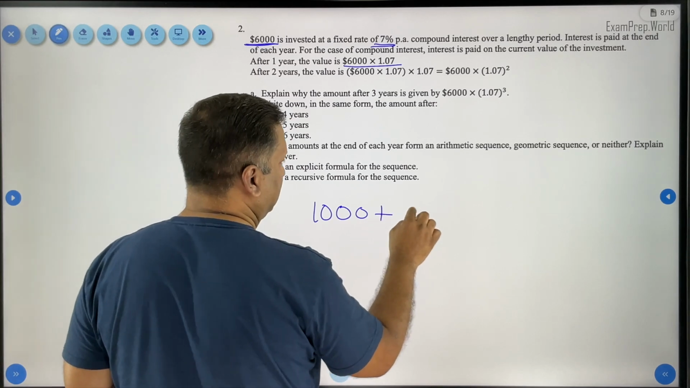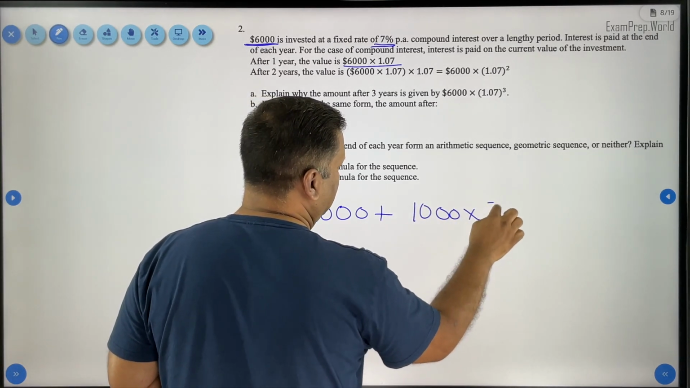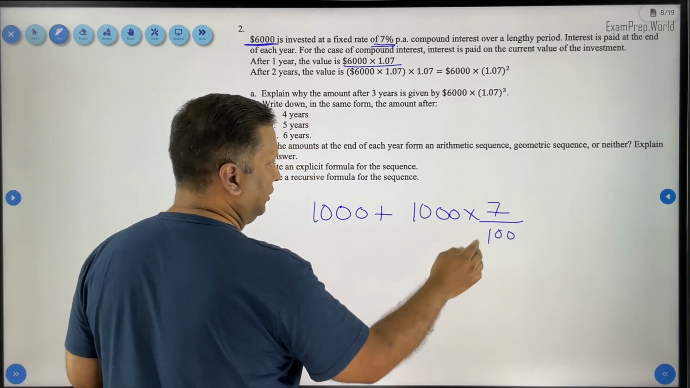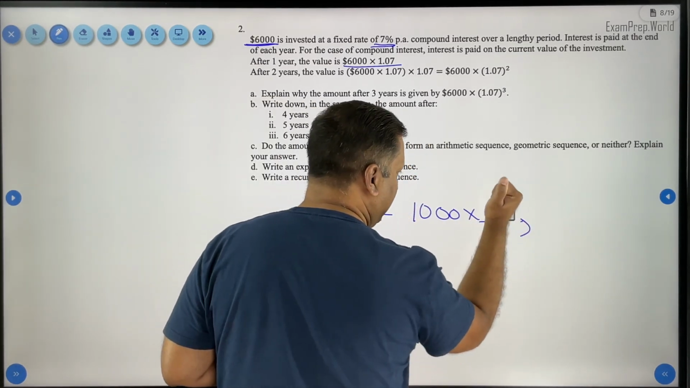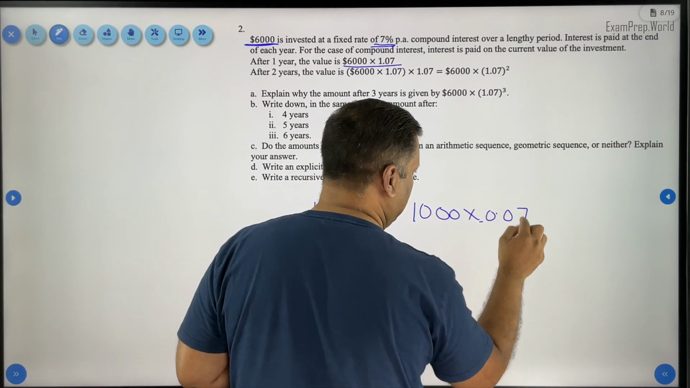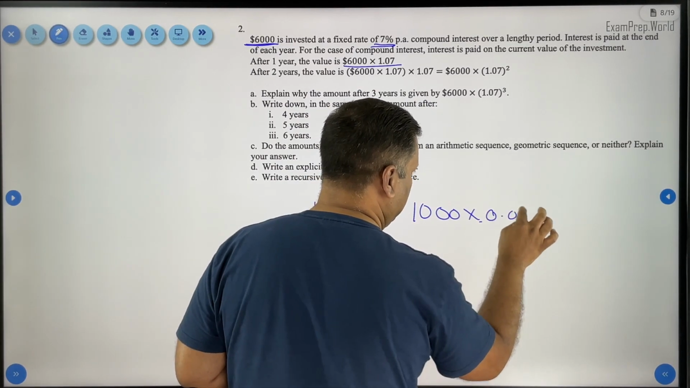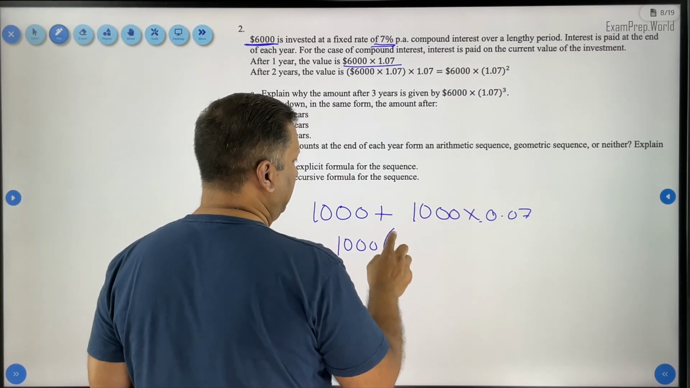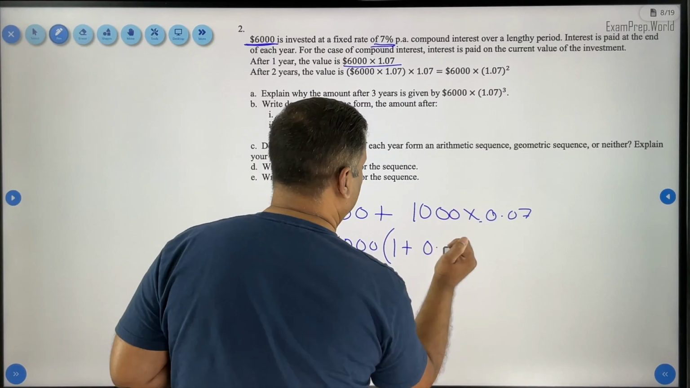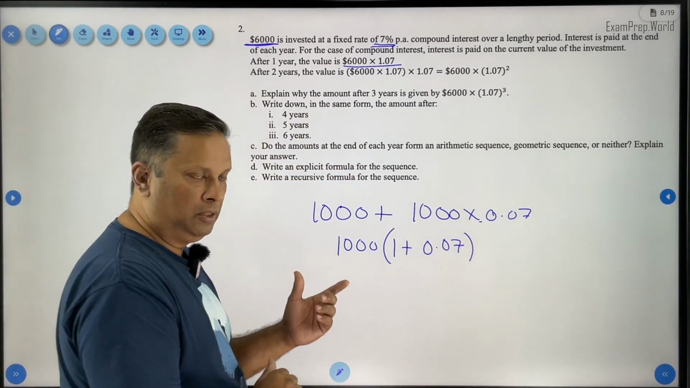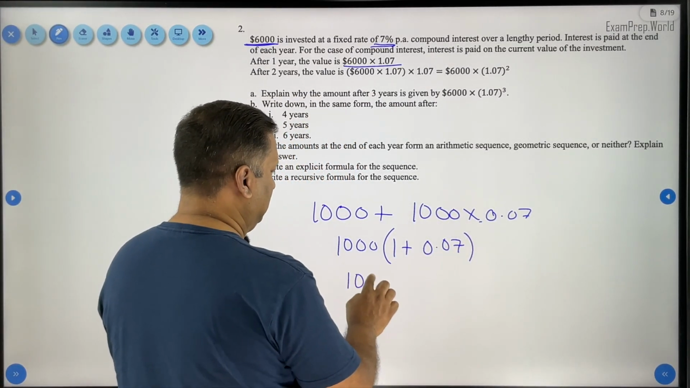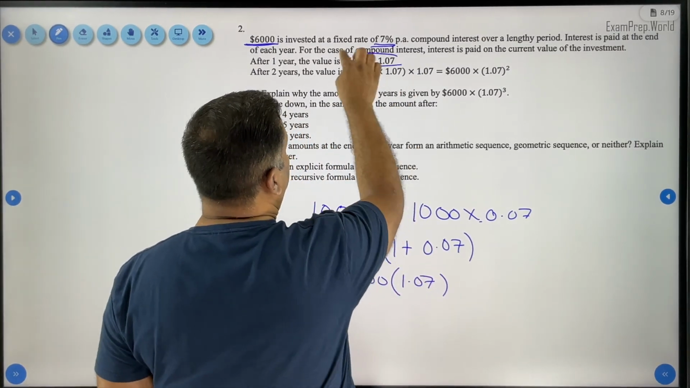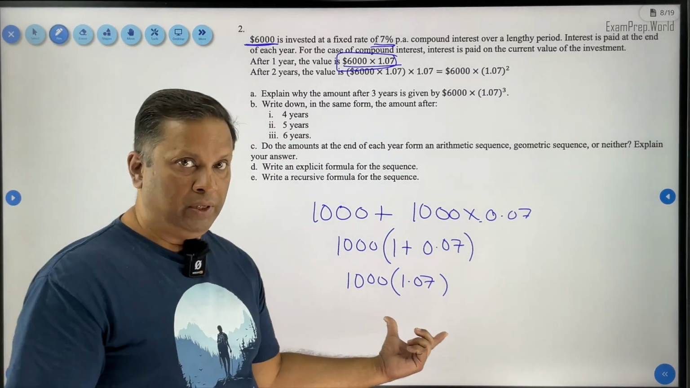6,000 plus interest, which is 7% of 6,000. I can write 7 by 100 as 0.07. Instead of 7 by 100, I wrote this. Now, can I take 6,000 common? 6,000 into 1 plus 0.07. What is 1 plus 0.07? 1.07. So 6,000 into 1.07. And that is precisely written here. After 1 year, this is the amount you get.